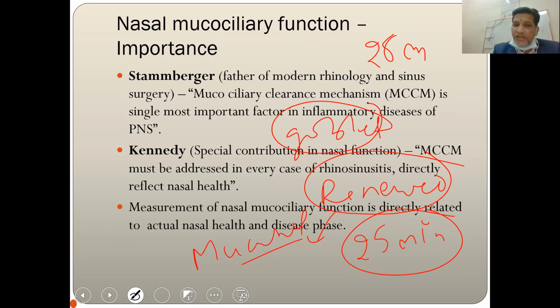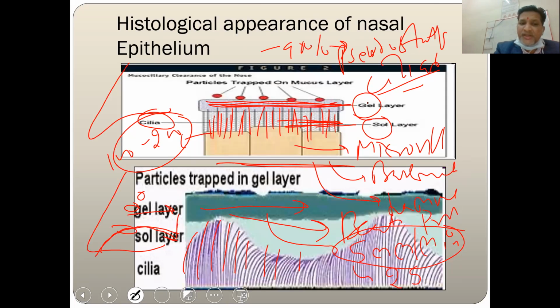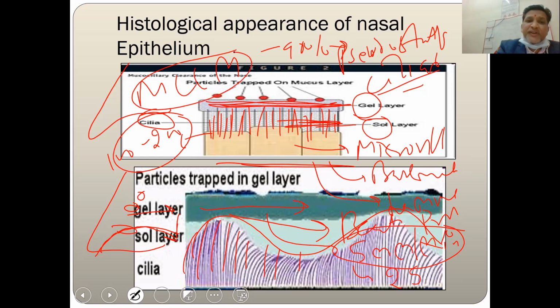And this constant beating of the cilia from anterior to posterior in a synchronous manner, or even metachronous in some cases, leads to the transportation of these entrapped particles, bacteria and drugs from anterior to posterior. So if you instill any drug in the anterior part of the nasal cavity, it will automatically be distributed into the nasal cavity with the help of this mucociliary clearance mechanism. Every drug has some time which it takes for distribution, which is called the mucociliary clearance mechanism time.